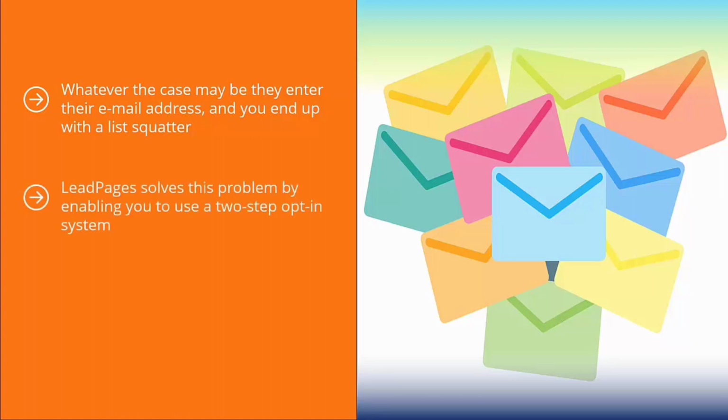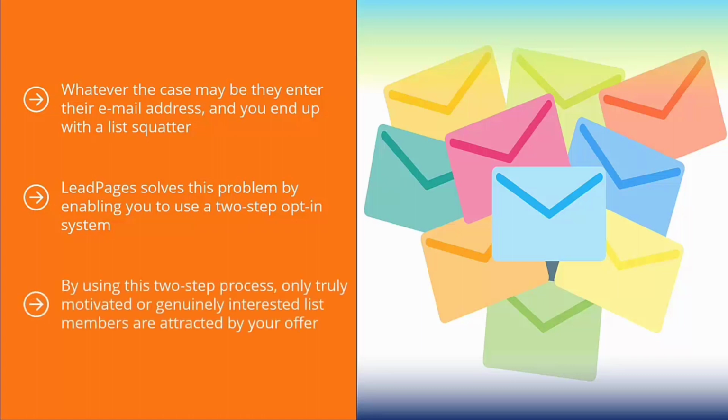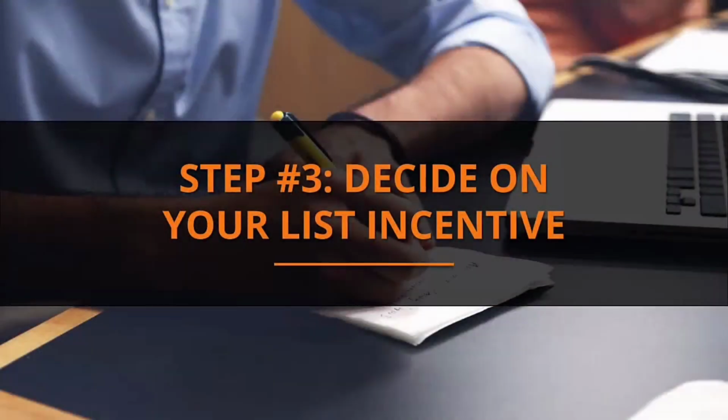Lead Pages solves this problem by enabling you to use a 2-step opt-in system. People have to click an ad link to end up at a page where they can actually enter the email address. By using this 2-step process, only truly motivated or genuinely interested list members are attracted by your offer. Sure, this may result in lower subscriptions, but you have more peace of mind as to the quality of list members you will get.